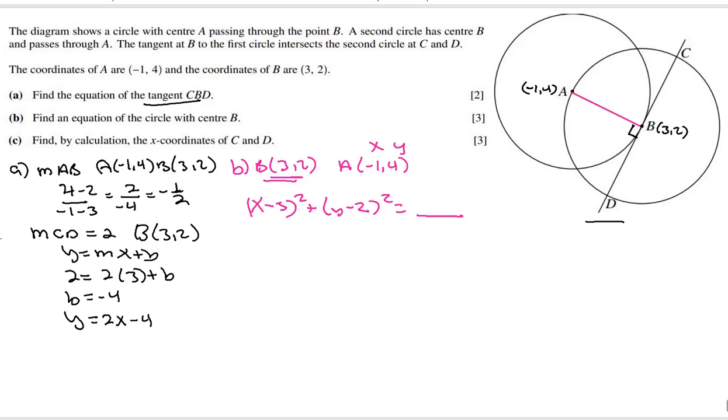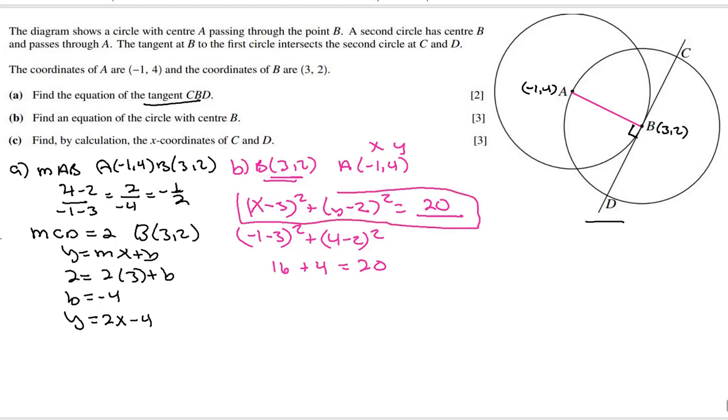Okay, so hopefully you did that, and if you do fill it in, this is going to be negative 1 minus 3 squared, and this is going to be 4 minus 2 squared. This is going to be negative 4 squared, which is 16, and this is going to be 2 squared, which is 4. And that gives me this 20, and that is going to be the equation of the circle B. All right?